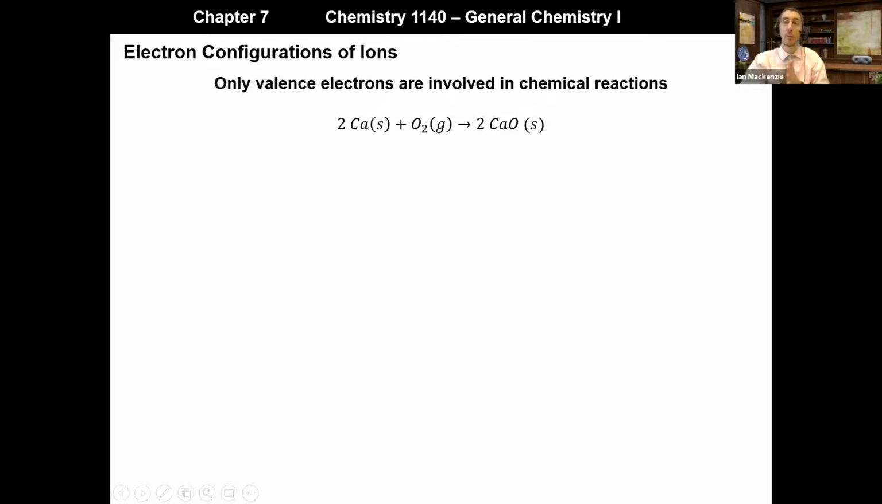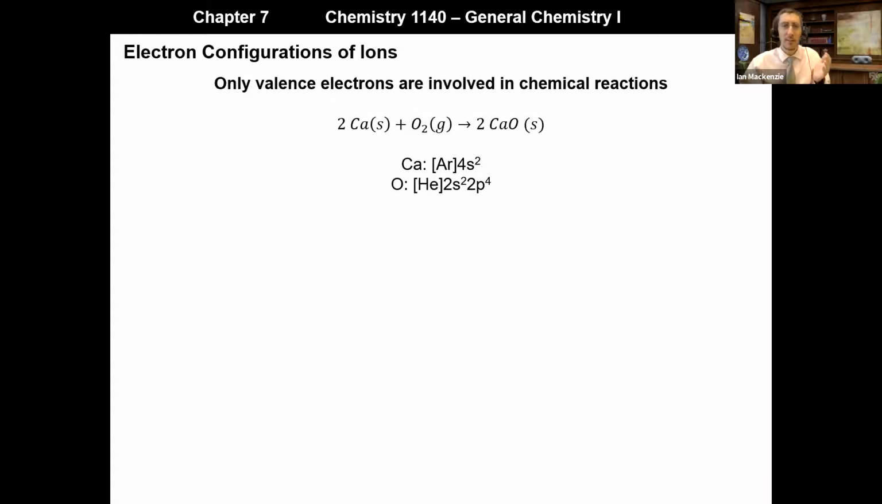Goes from 0 to -2, it's gained 2 electrons. So if we're looking at valence electrons, what we can do first is draw out the electron configurations for both of these starting materials. Calcium is just argon in parentheses, and then 4s2, it has 2 valence electrons. Oxygen, we've seen before, helium, and then 2s2, 2p4, it has 6 valence electrons.